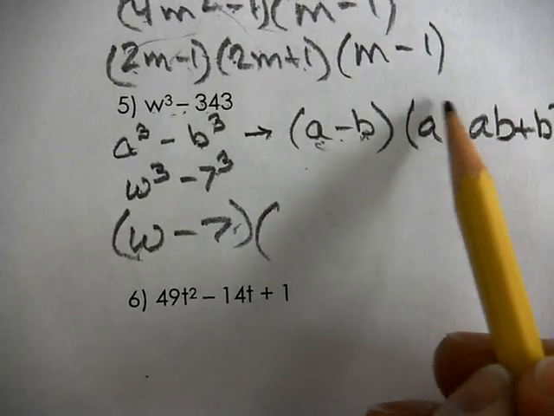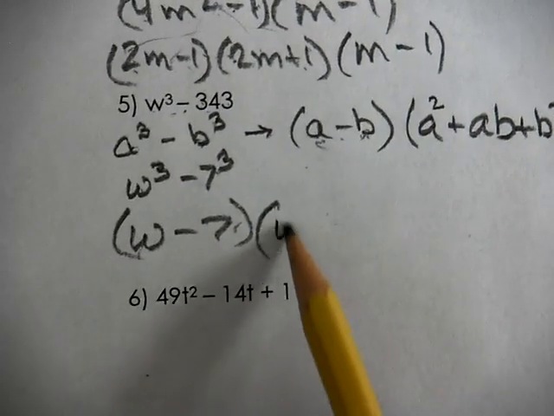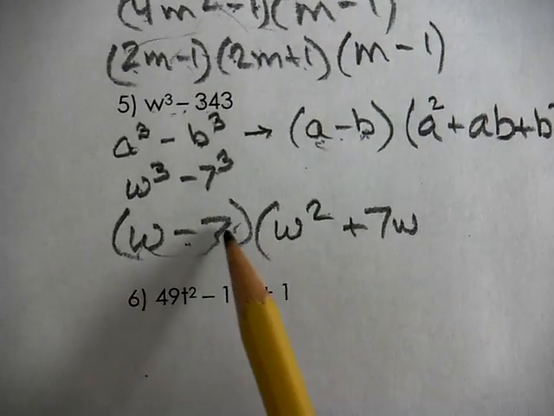So if you have something cubed and something cubed, we have our w and our 7. Oops, I'm sorry, this should be squared. I didn't write that the first time. So we're going to square our w, change the sign, multiply the two together, and square the 7.